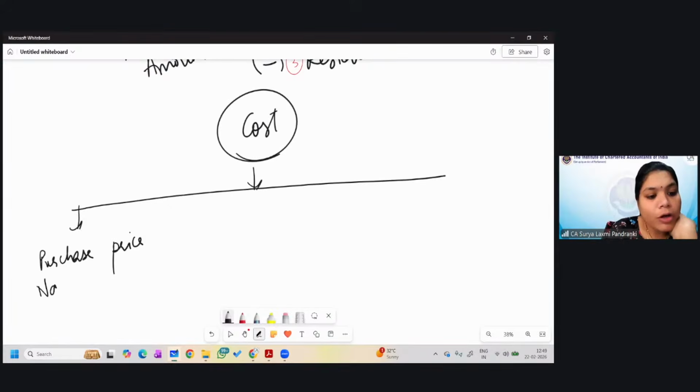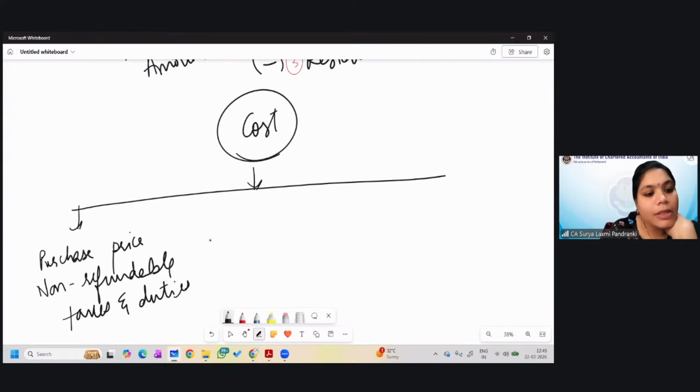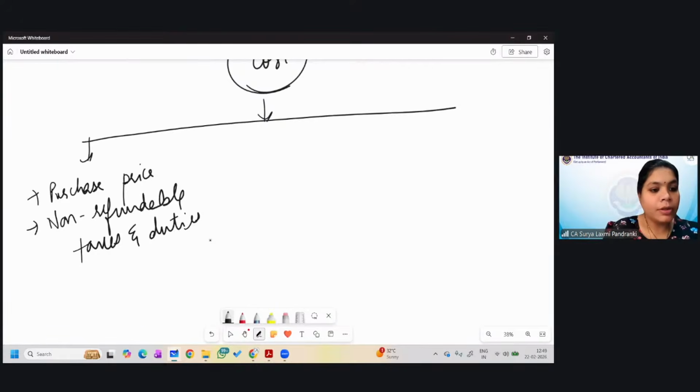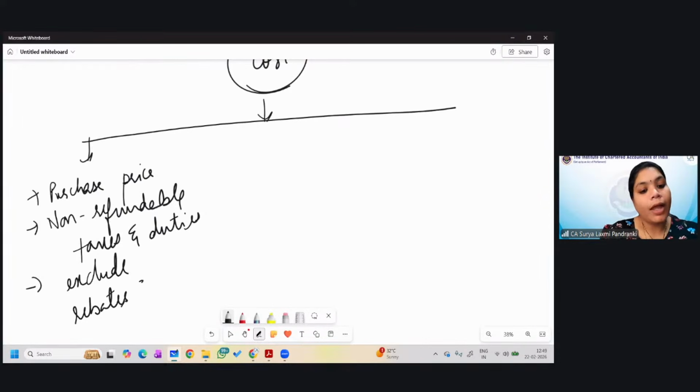And if you forgot this, non-refundable taxes and duties. I told you this also, no? This word also I used. This you forgot. Freight, yes, freight also. And also I told you you will have to exclude what? Rebates and trade discount. Remember this? This also we discussed when we were doing the inventories chapter. Same thing will follow. In cost, it's almost the same.